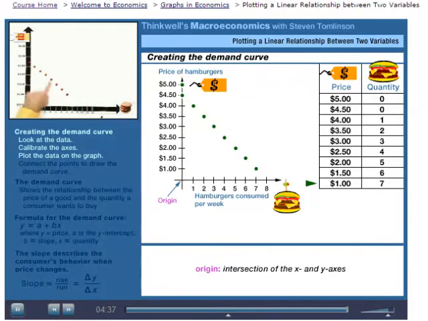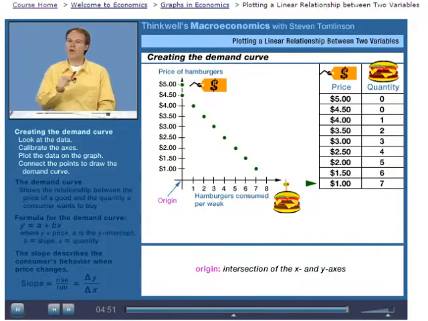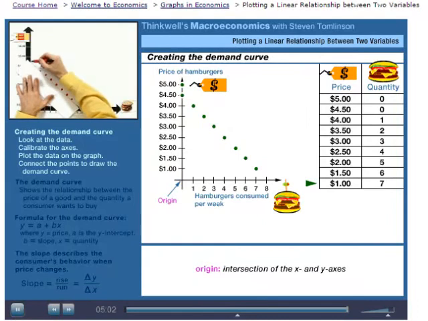So these dots represent Bob's behavior. That is, the quantity of hamburgers that he consumes as the price of hamburgers changes. Now we can connect the dots in this diagram and form the demand curve for Bob. That is, we can draw a line that represents the relationship between the price of hamburgers and the number of burgers that Bob consumes in a week. Let me go ahead and do that. I'll draw a line here that connects all of these dots.